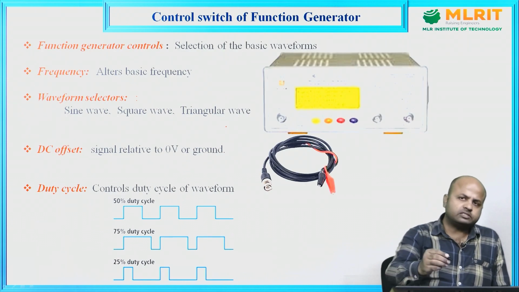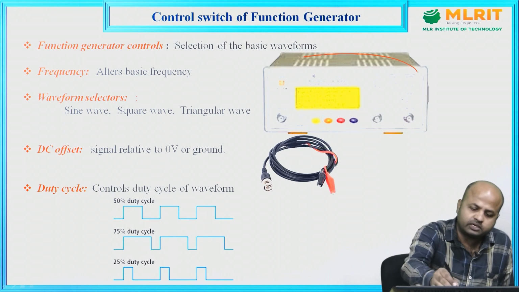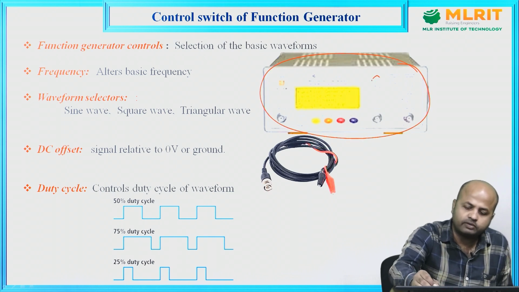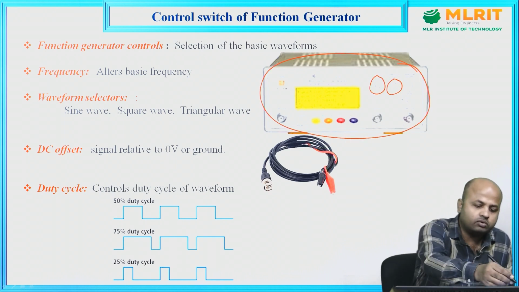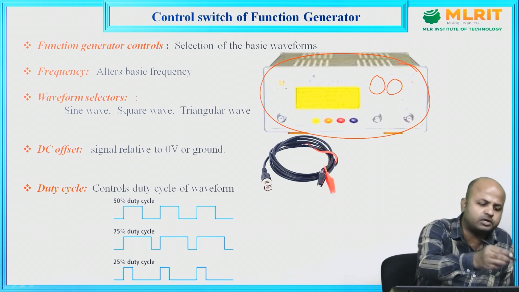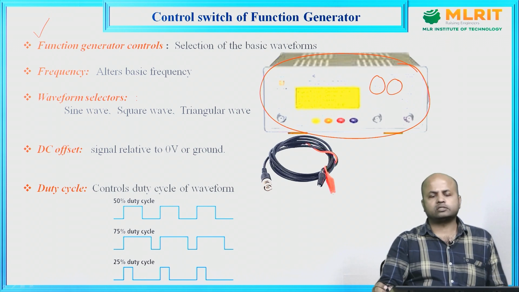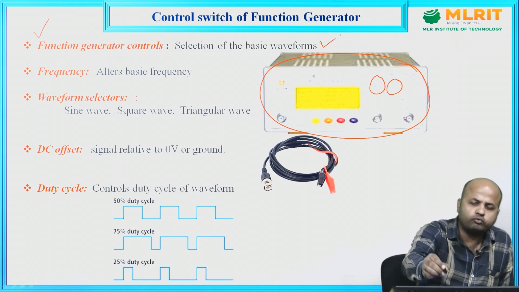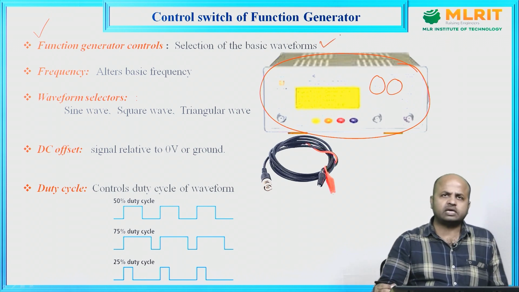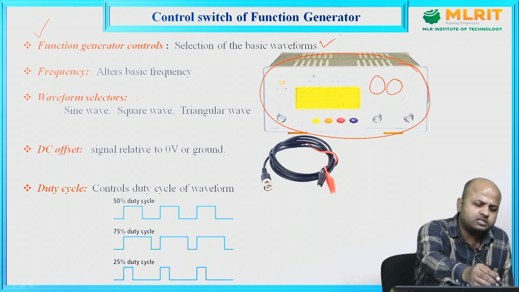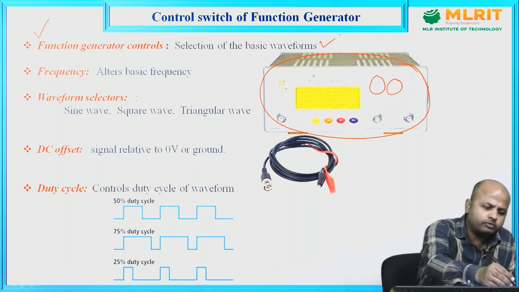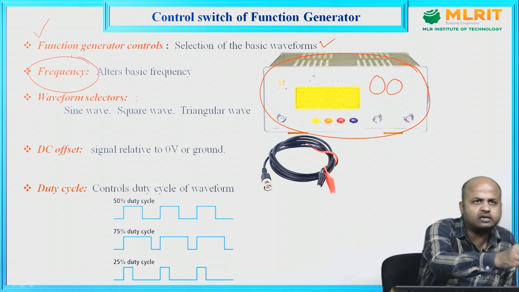So here we can see that one commercial function generator is there. It has got different switches. So what are its different switches? We will discuss one by one. First of all, function generator control switches. It selects the basic waveform, whether you want to generate sine wave, triangular wave. So function generator control.